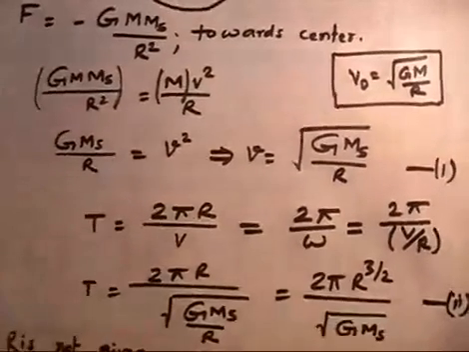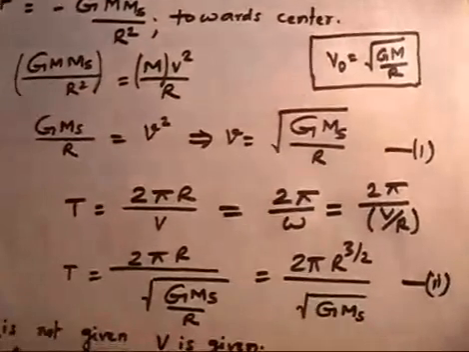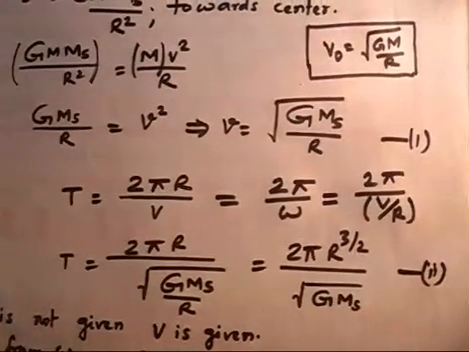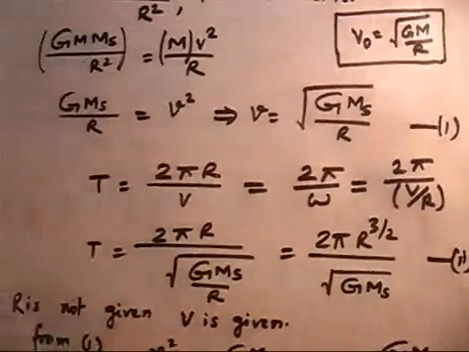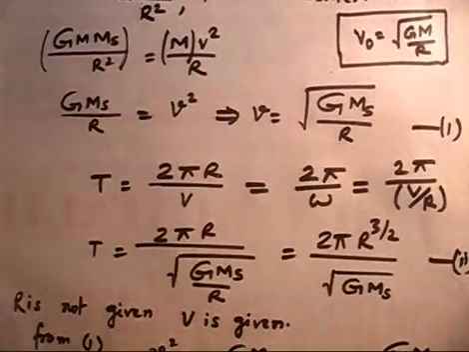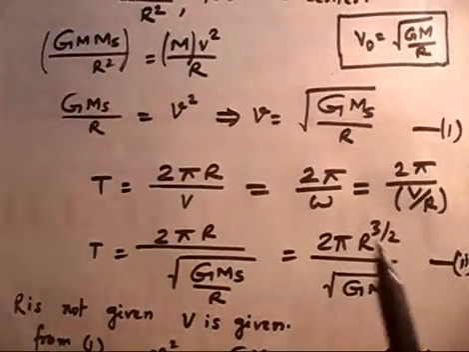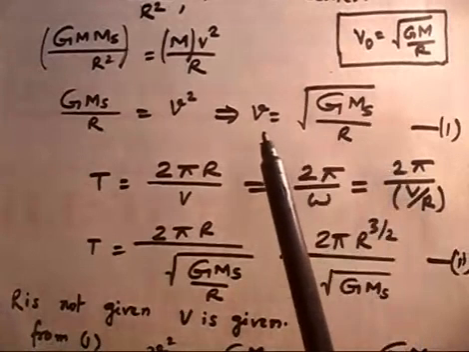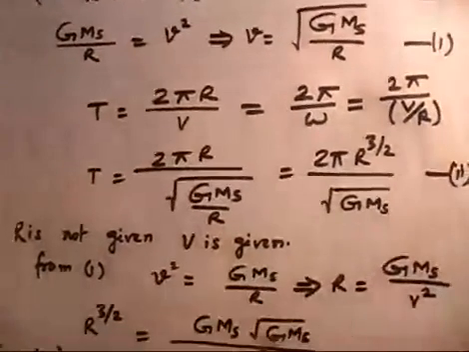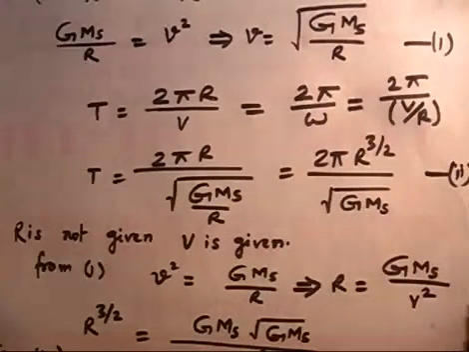Now for 2 pi r by v, I know v from the first part, that is under root GMs by r. If I plug this value, this comes out to be 2 pi r to the power 3 by 2 divided by under root GMs. Now in this question r is not given, but v is given. So from equation 1, I can find r in terms of v. If I square it, v square becomes GMs by r, so from here I can find r as GMs by v square.